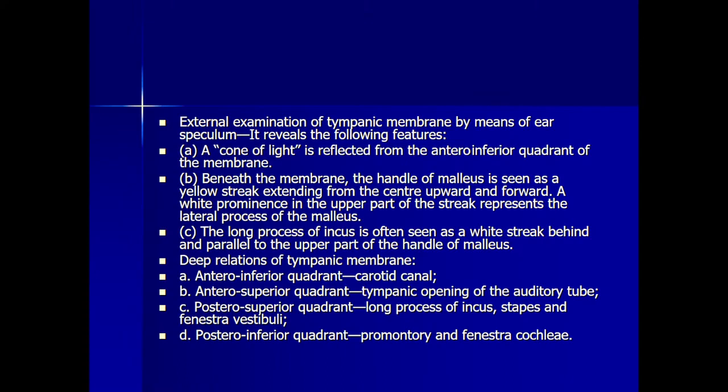A white prominence in the upper part of the streak represents the lateral process of the malleus. The long process of incus is often seen as a white streak behind and parallel to the upper part of the handle of malleus. Deep relations of tympanic membrane. Anterior inferior quadrant, it's the carotid canal. Anterior superior quadrant, tympanic opening of the auditory tube. Posterior superior quadrant, long process of incus, stapes and fenestra vestibuli. Posterior inferior quadrant, promontory and fenestra cochleae.